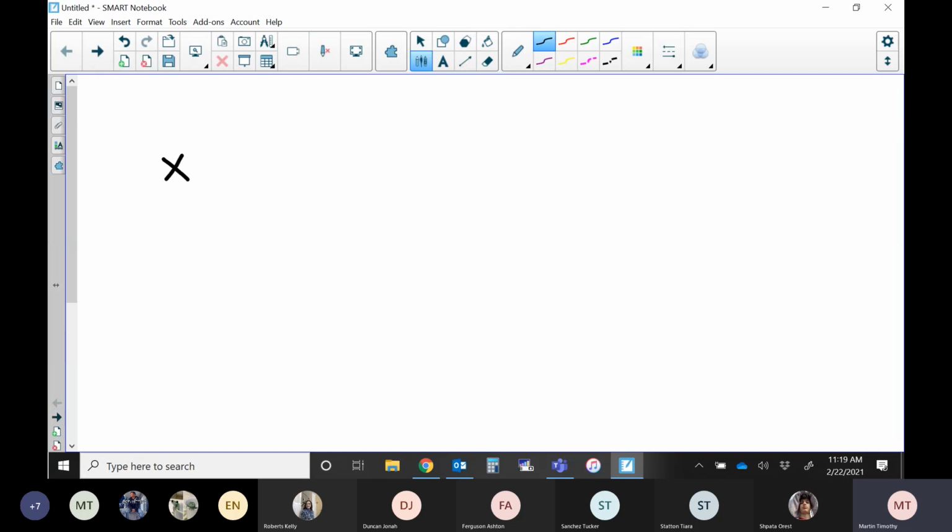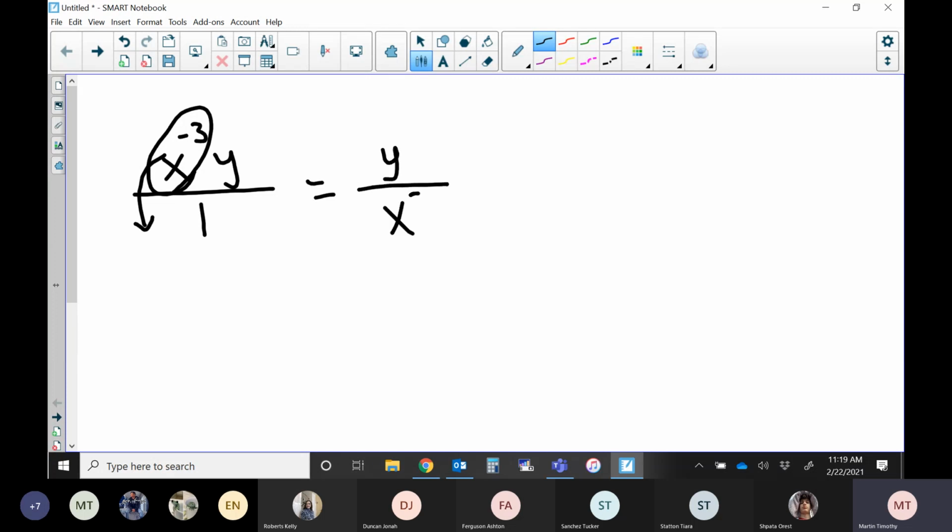If I have x to the negative 3y, remember any number can be written as a fraction. So the negative 3 is only touching the x. So that negative 3 actually sends that down. The y stays up top, and then I get x to the third. And when you move its location, the negative is gone. So it's no longer a negative 3, it turned into a 3. And that would be my final answer for this one.